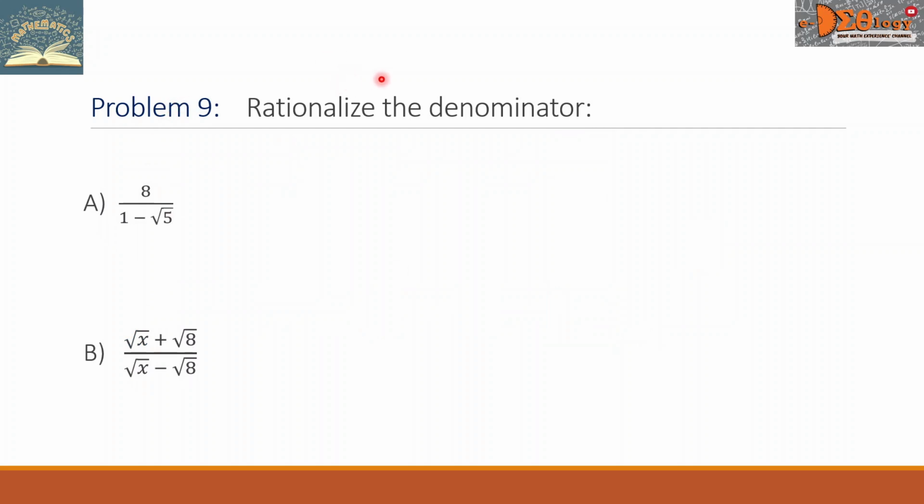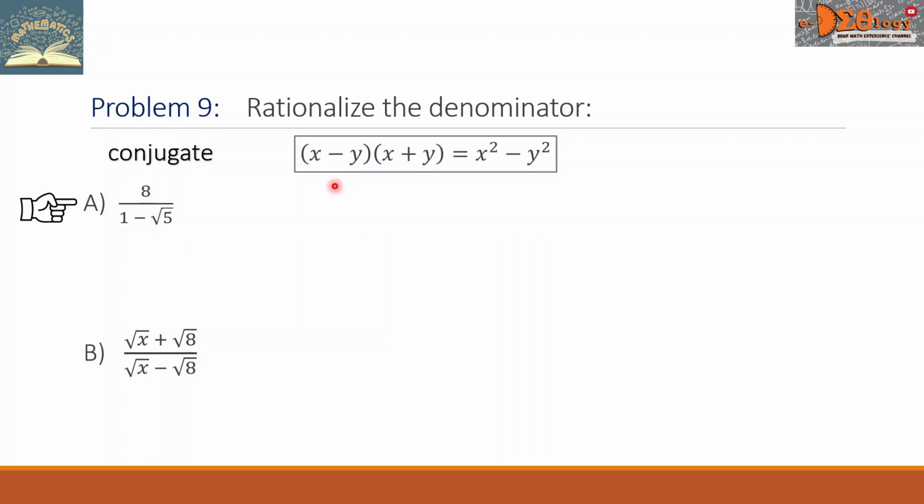Problem 9. Rationalize the denominator. Expression A. 8 over 1 minus square root of 5. We can see here that we have two terms in the denominator, one with radicals. So we're going to use here the idea of conjugate. Remember our special product x minus y times x plus y. These two expressions are conjugate of each other. And when we multiply, the special product is x squared minus y squared.